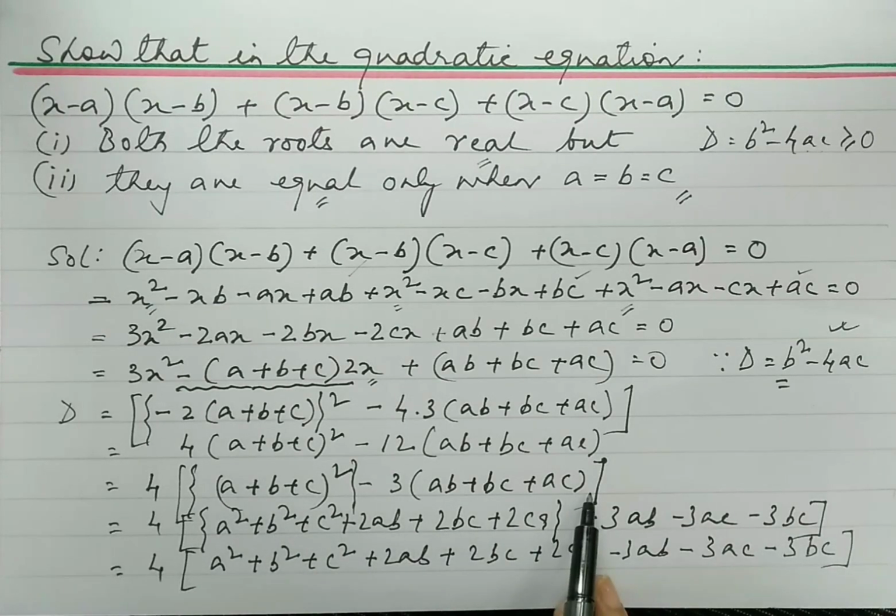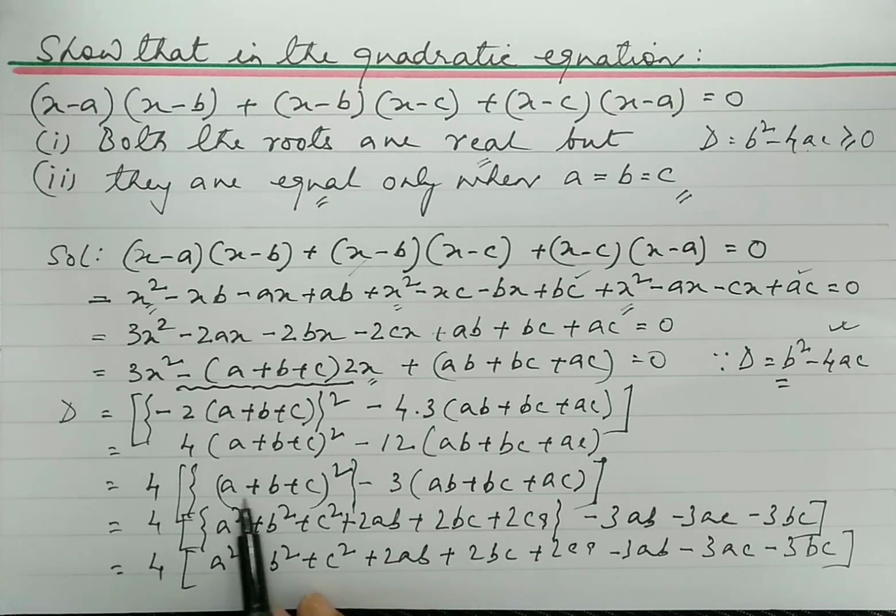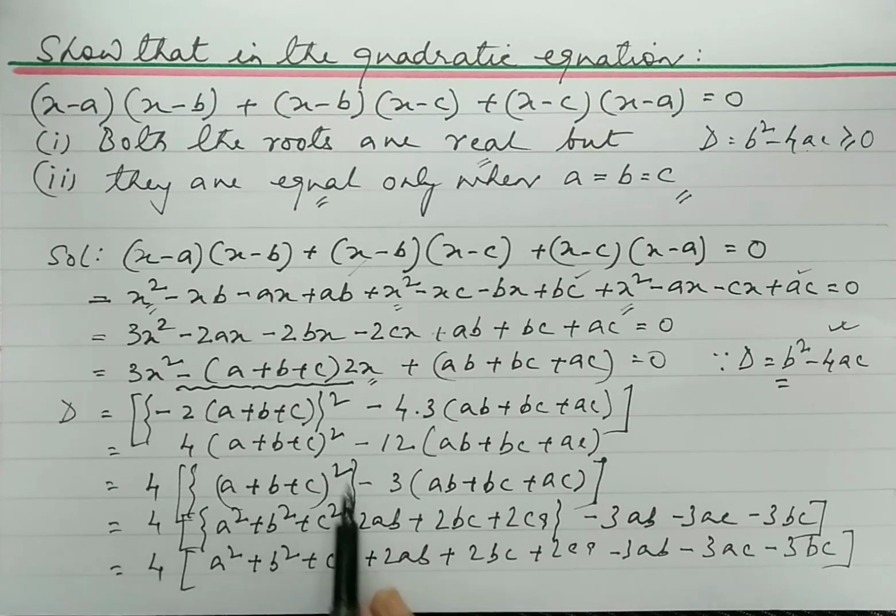Having done this, we expand this. We know that (A + B + C)² is an identity which is equal to A² + B² + C² + 2AB + 2BC + 2CA, isn't it? Algebraic identity. I have a playlist of algebraic identities. So if you can just go and watch, maybe you can get down to the identities basics.